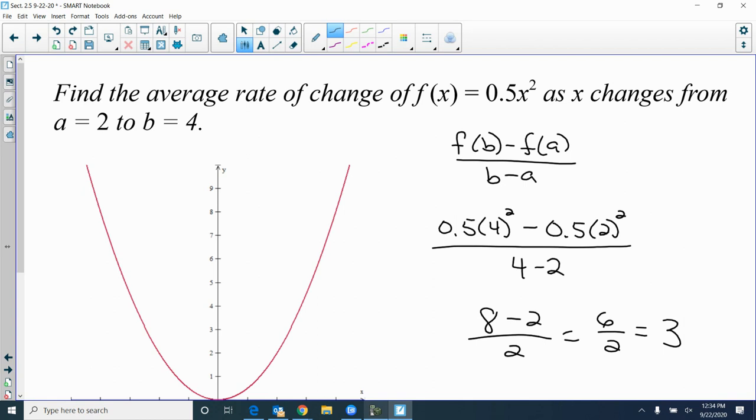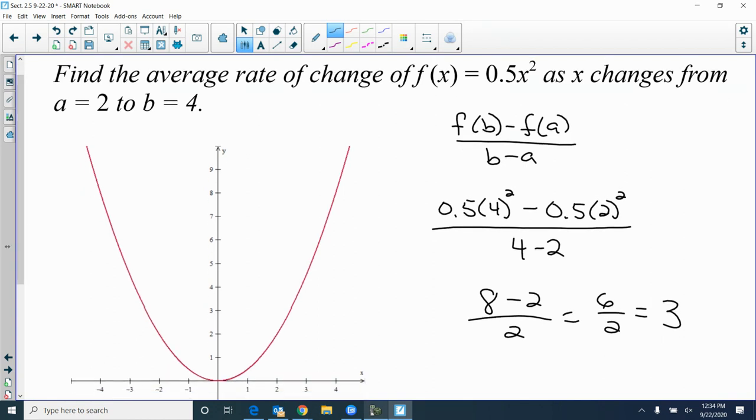I wanted this picture just to show you what's going on. At the point x equals 2, you get back a y value of 2. At x equals 4, we get a y value of 8. All we're doing is taking f of b minus f of a. Well, that is that distance right there, and this is b minus a.